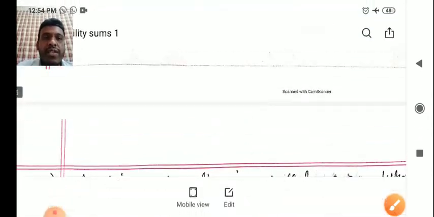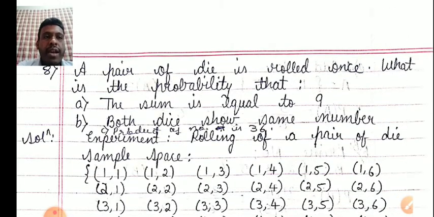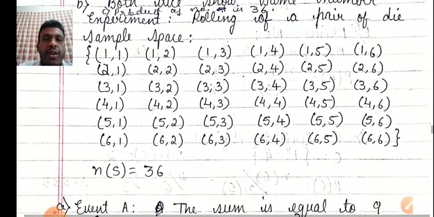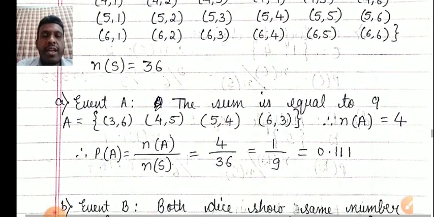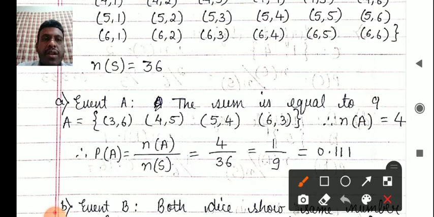What is the first event? Let's go to the question. The sum is equal to 9, it says. Okay, sum is equal to 9. Event A. So event A says that the sum is equal to 9.